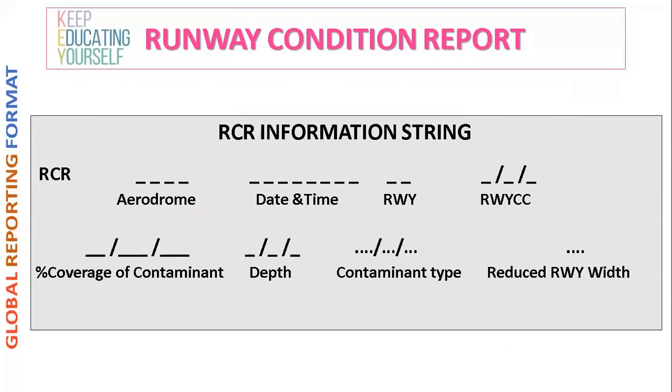So this is the runway condition information string. Here I have shown the first part only. We will discuss the second situational awareness section in detail. So it is first aerodrome, then date and time, then runway lower designator, then runway condition code, percentage coverage of contaminants, depth, contaminant type, and reduced runway width, which is optional. It shows that suppose 45 meters of runway is there, and if the runway condition code is applicable to 30 meters only, then we will write here 30.